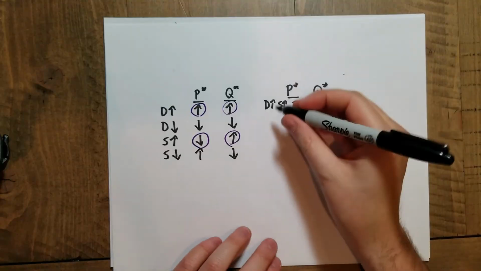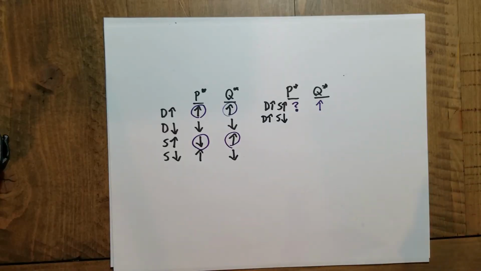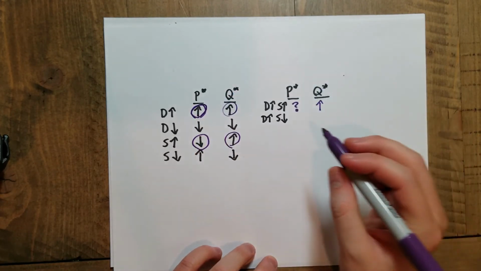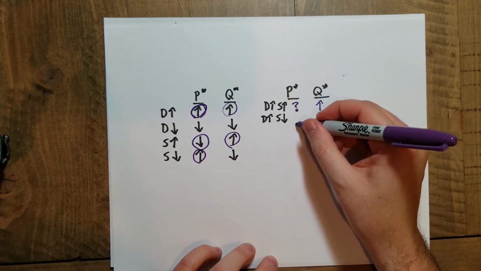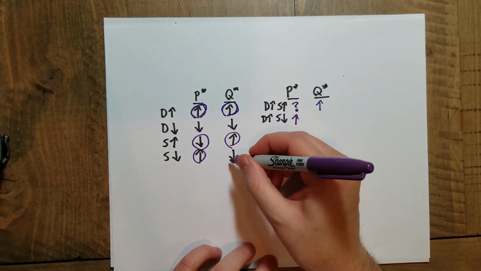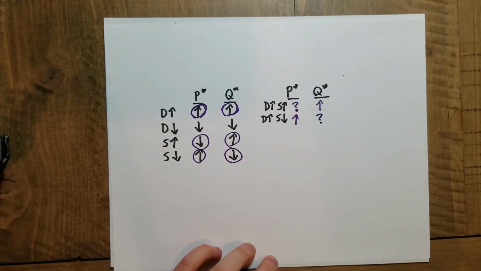Let's say that demand is still going up, but supply is going to go down. We're going to follow the same steps. This time, it looks like the prices agree. When demand goes up, price goes up. When supply goes down, price goes up. So price is definitely going to go up. As for quantity, when demand goes up, that's going to put quantity up. When supply goes down, that's going to put quantity down. They disagree, and so we don't know. I'm going to put a question mark there. It's ambiguous.